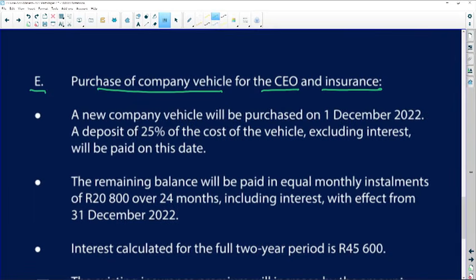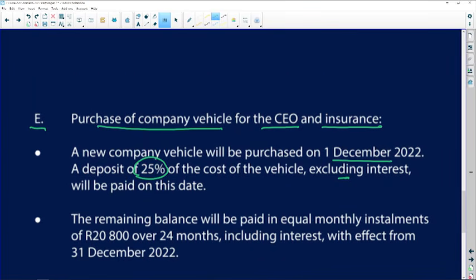A new company vehicle will be purchased on the 1st of December 2022. A deposit of 25% of the cost of the vehicle, excluding interest, will be paid on this day. The remaining balance will be paid in equal monthly installments of 20,800 over 24 months, including interest, with effect from the 31st of December 2022. Interest calculated for the full 2-year period is 45,600.